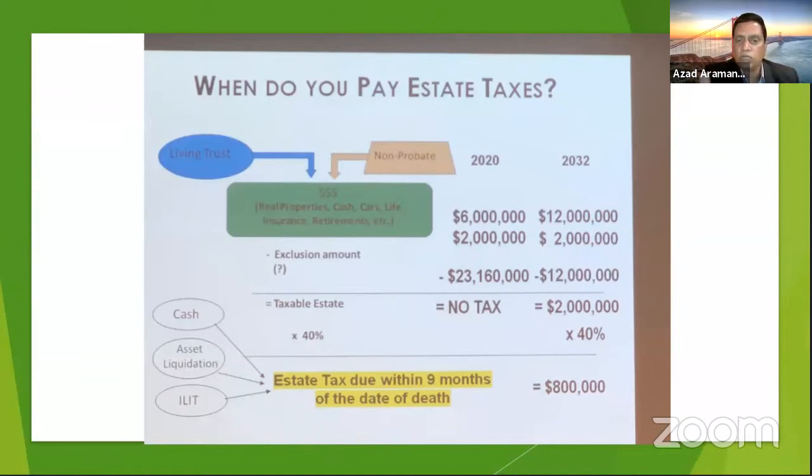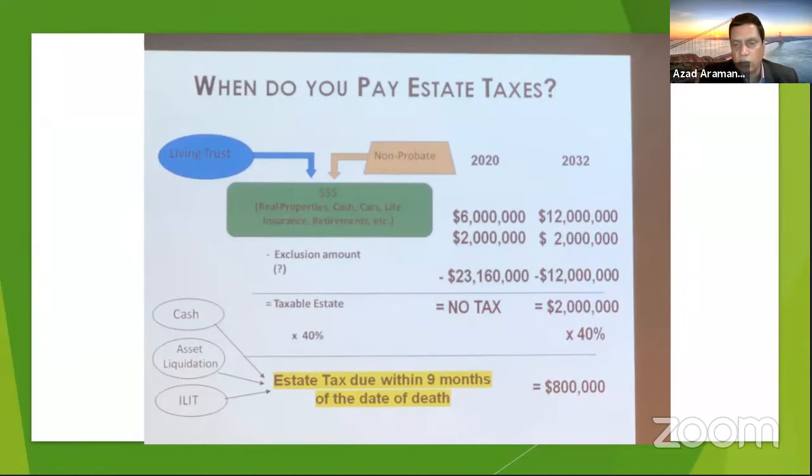Basically you don't pay anything, because you get an exemption. Whereas in 2032, for example, the tax cuts have expired and the original previous limits apply. On almost $12 million, you pay 40% of that.